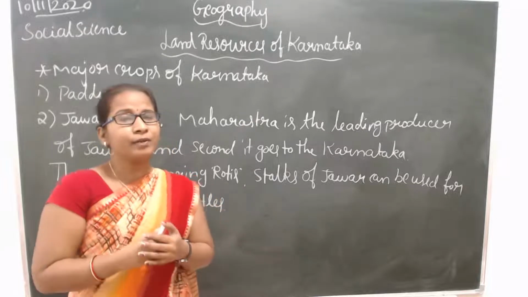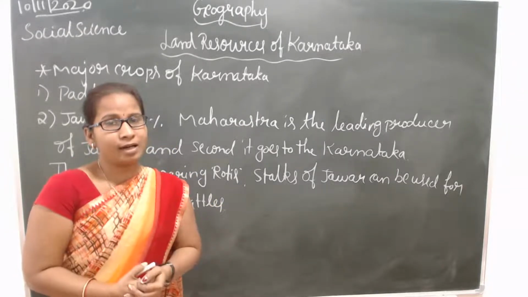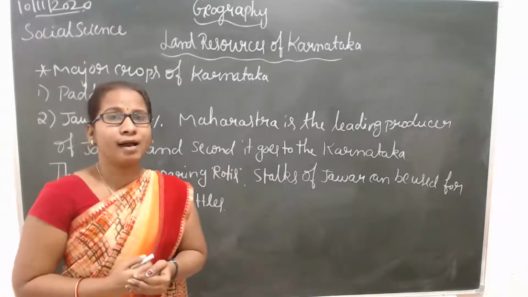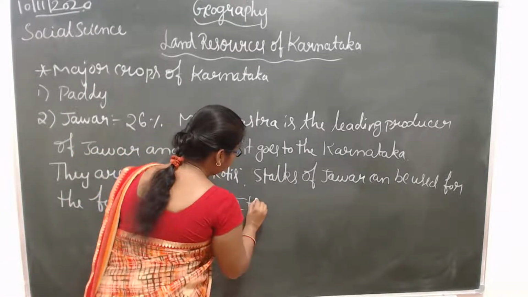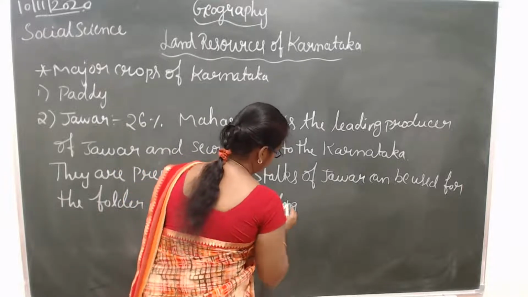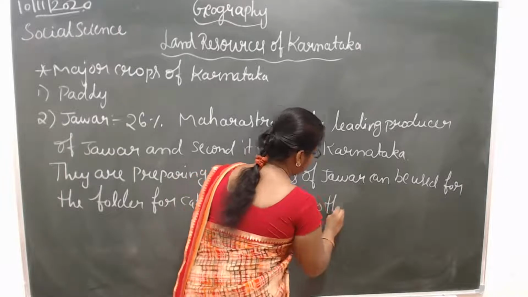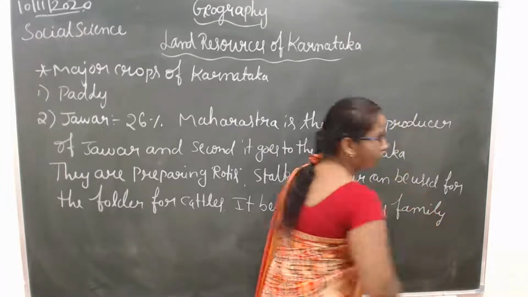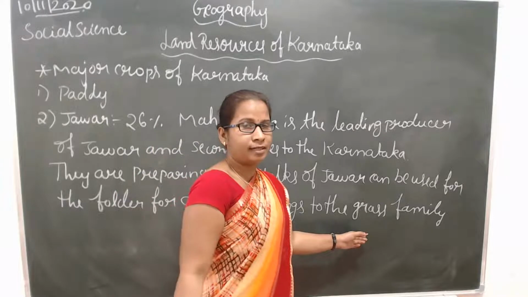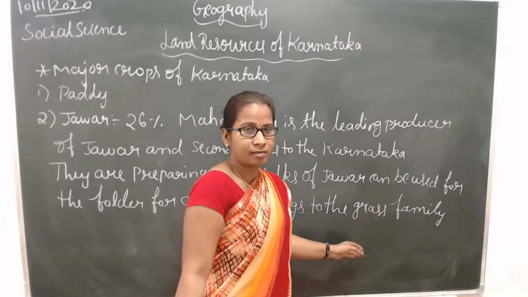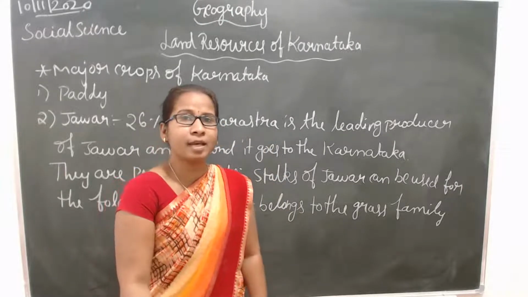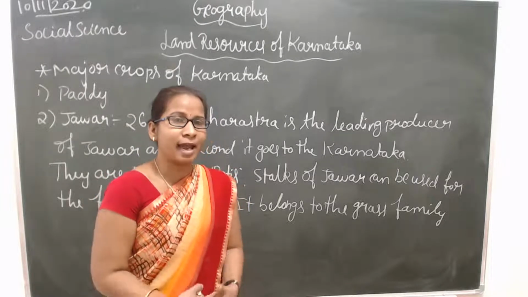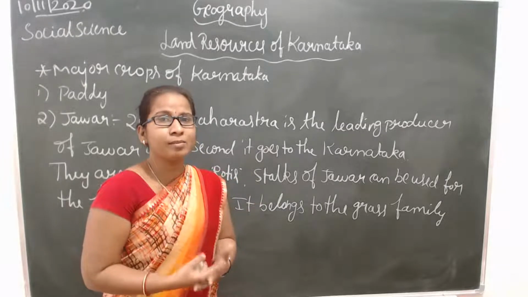Like this, we have different types of crops in our Karnataka, and as you know very well, jawar belongs to the grass family. It is in the form of grass. There are also different methods, such as the broadcasting method and the plantation method. Crops can be grown using a broadcasting method as well as a plantation method. Broadcasting method means scattering the seeds in the field.